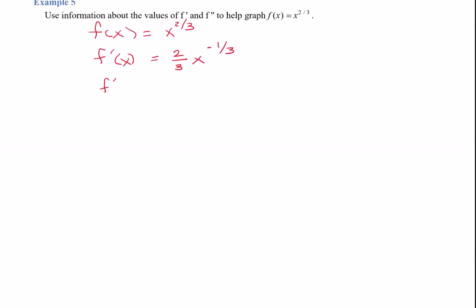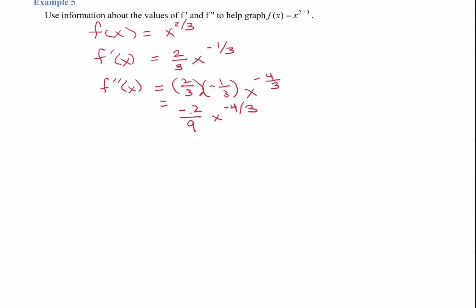And our second derivative is equal to, I'll do it in steps, 2/3 times minus 1/3 x to the minus 4/3, because again, I'm going to subtract 1. And this is equal to negative 2/9 x to the minus 4/3.